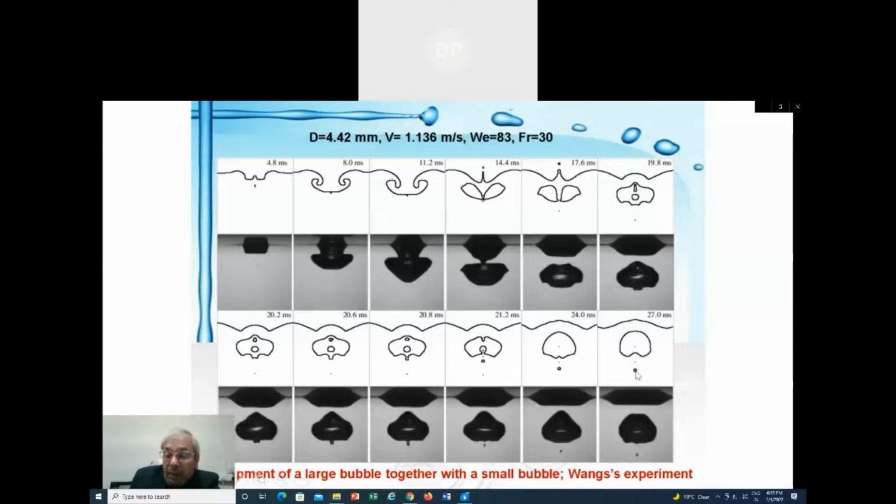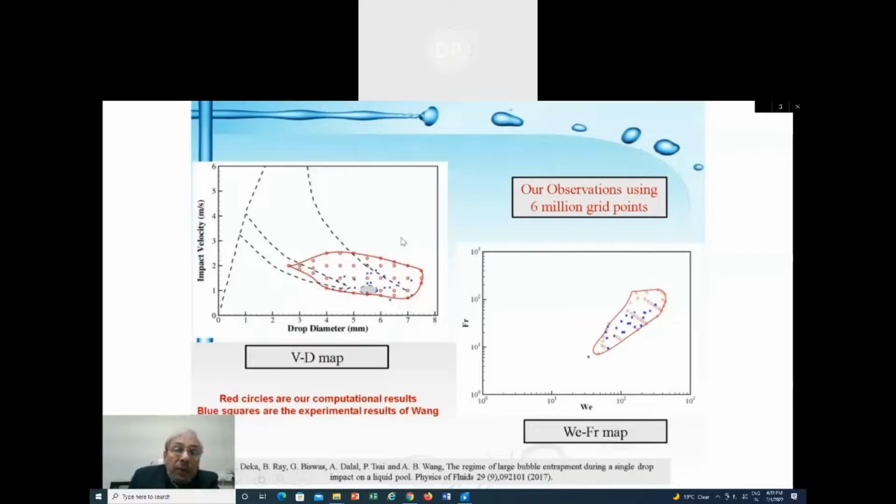Now, when we tried to modify the regime map of Professor Oguz and Prosperetti or Professor Pumphrey and Elmore.